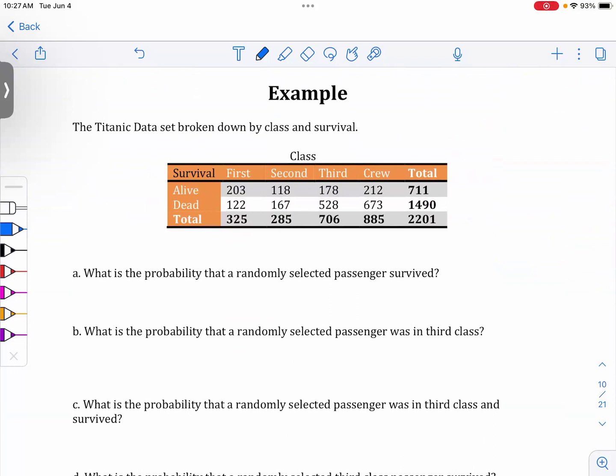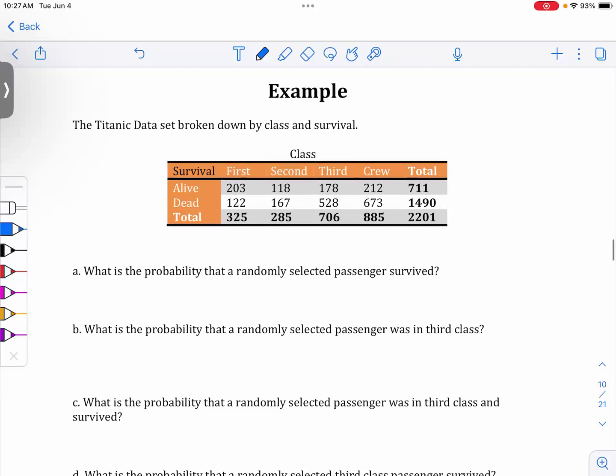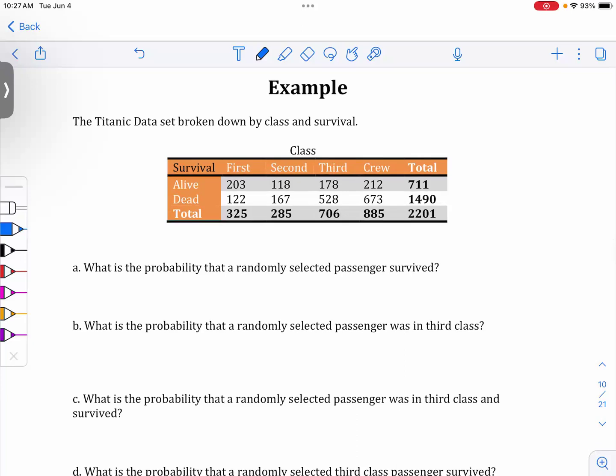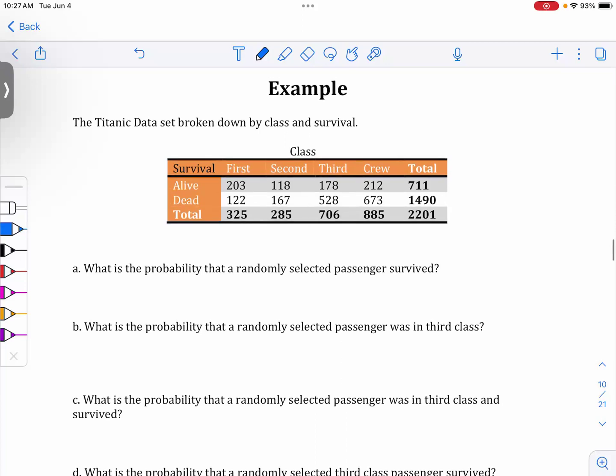All right. I have the Titanic data set here broken down. And a big thing, once we start getting into numbers. So Titanic, I have this data set broken down into class, first, second, third, and crew, and survival, alive or dead. Of the 2,201 people that were aboard the Titanic. When you have a 2-dimensional contingency table that looks like this, your absolute first step is to total the values.